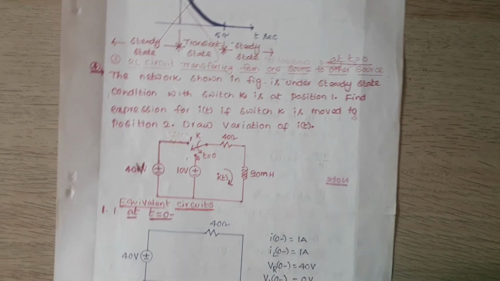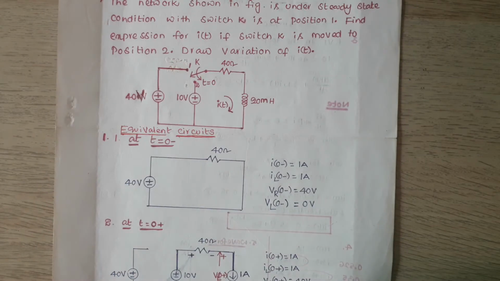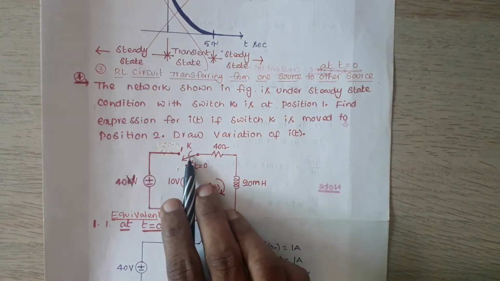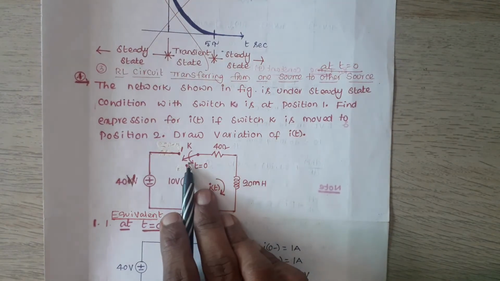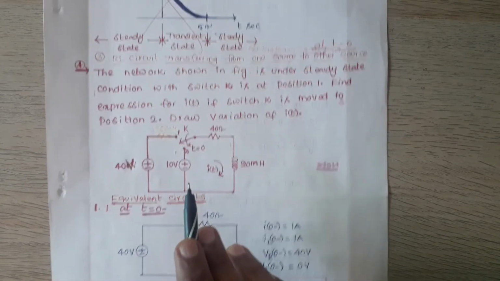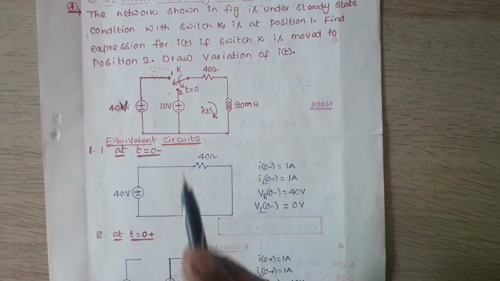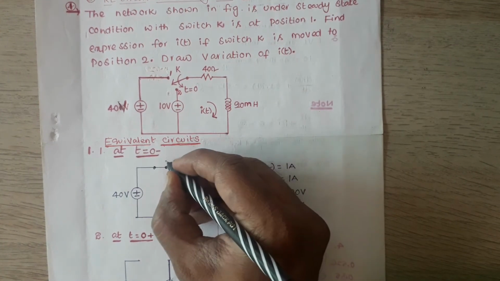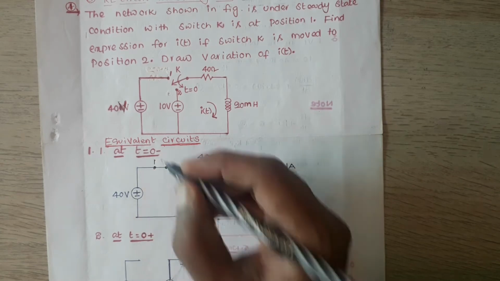The first step is equivalent circuits. Take t equal to 0 minus. We are moving the switch from position 1 to 2 at t equal to 0. At t equal to 0 minus, it is connected to position 1. So this is the switch condition, and this is position 1.